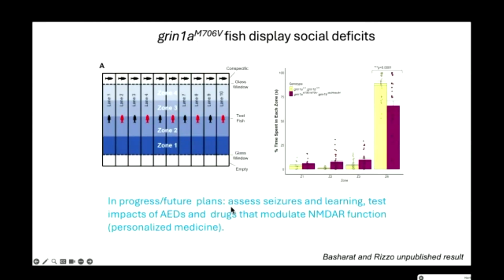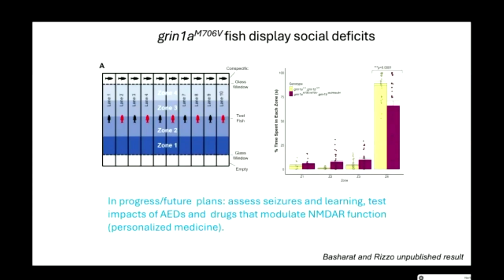And so some of the stuff that's in progress and future plans is that we're obviously looking at these and the other models, but also assessing seizures. There's a graduate student in Lonnie Woma's lab, Erica Nevitt, who talked a little bit about this on Wednesday in her talk. We can also assess learning, but importantly, we can also test the effects of anti-epileptic drugs that are in use to see which ones might be effective for a particular variant.